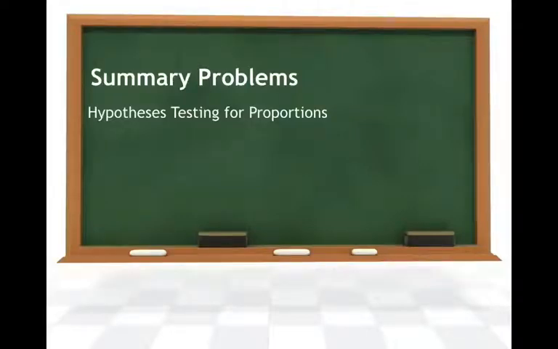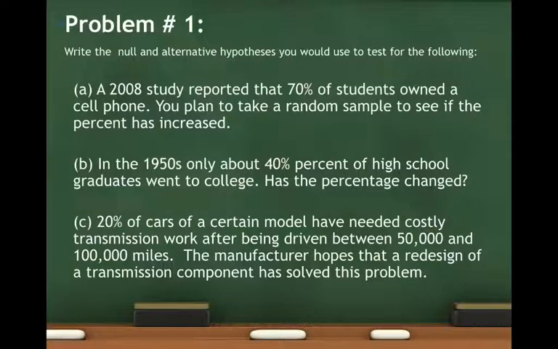Hi everyone, and so today we're going to be looking at some problems from Chapter 17 over hypothesis testing for proportions. On problem 1, what I want you to do is state the null and the alternative hypotheses for A, B, and C.